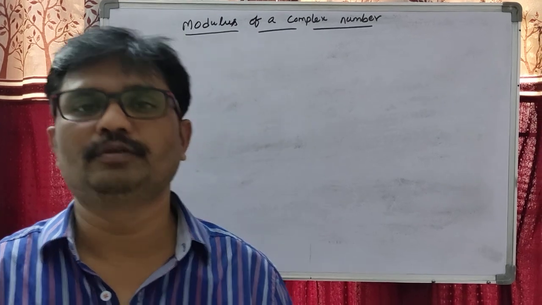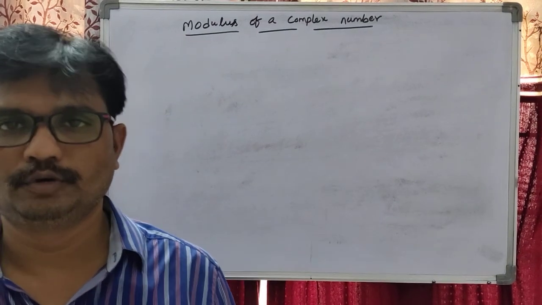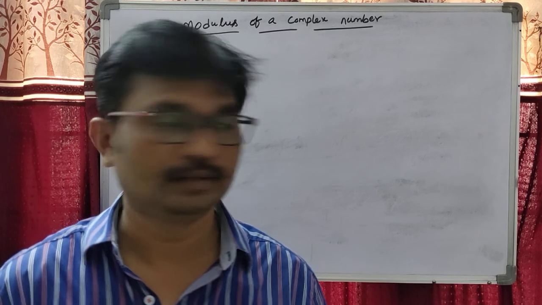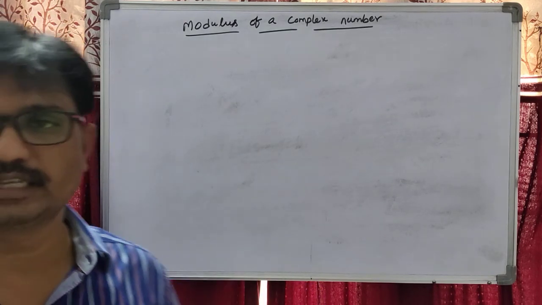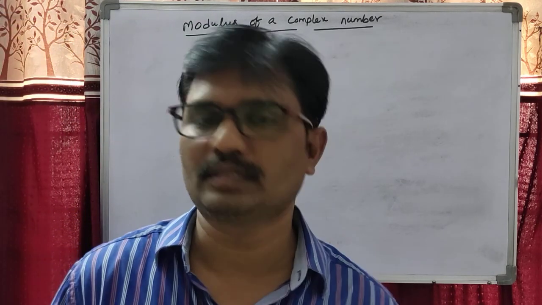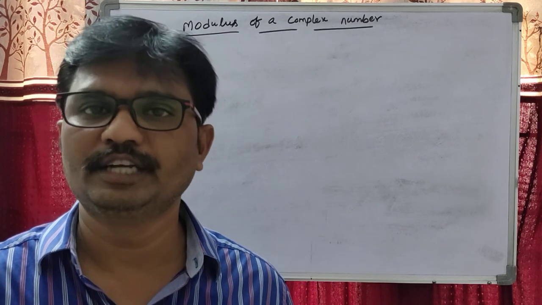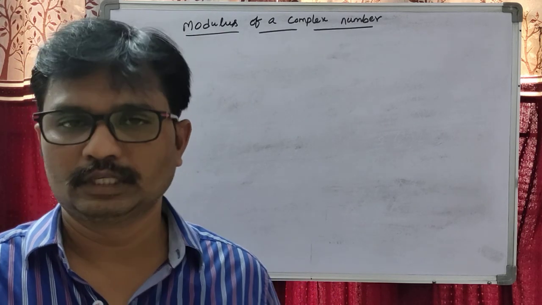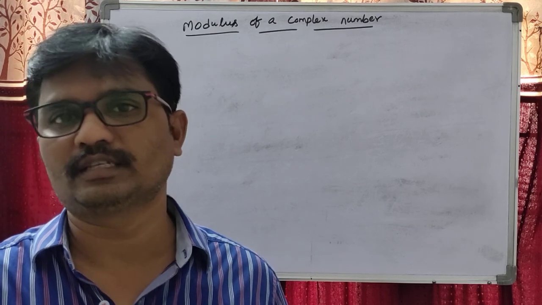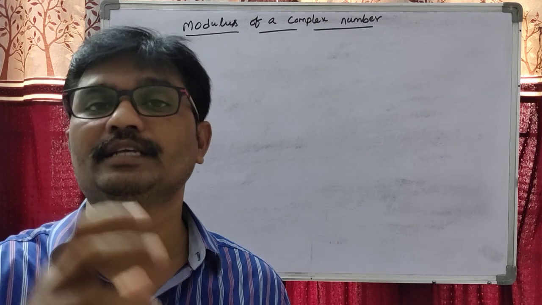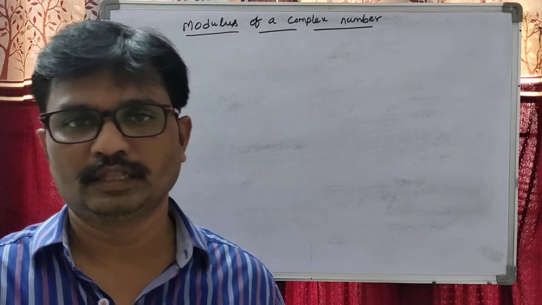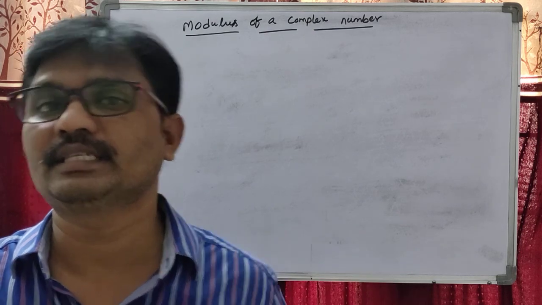Good morning, students. Today we are going to discuss the modulus of a complex number. In the previous class, we discussed the conjugate of a complex number. So, if z equals x plus iy, its conjugate is denoted by z bar. Therefore, z bar is x minus iy.